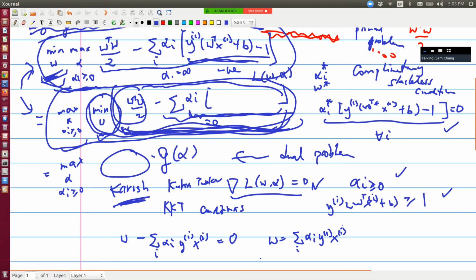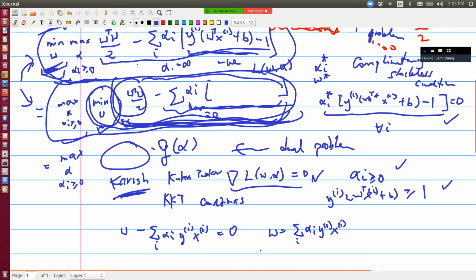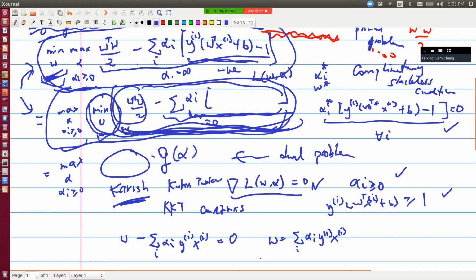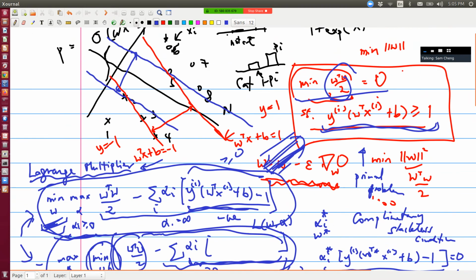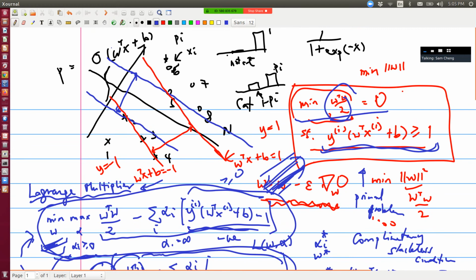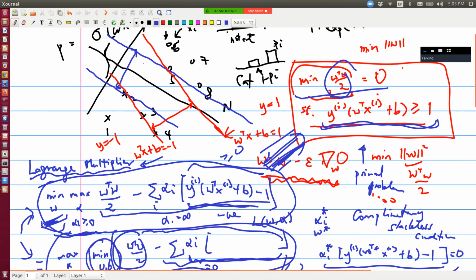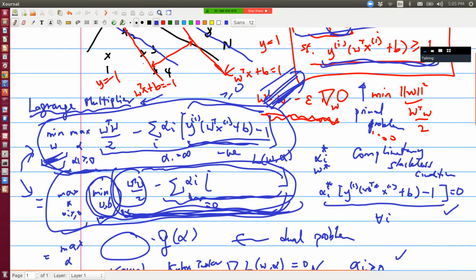Then I can substitute this back into this one here. Oh, actually, by the way, because b is also a parameter here, even though I only wrote W, I can also optimize b, which is basically the offset. W is just where I'm pointing, but I can set where the middle part should be.